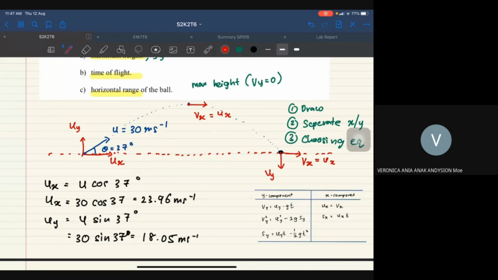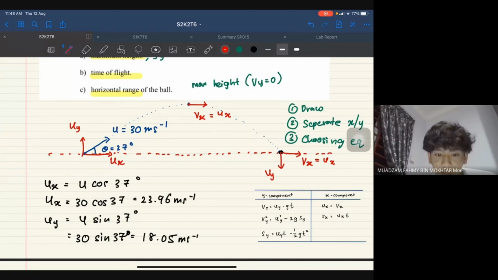Dia belum reach the ground tau. So you cannot assume dia zero lah. Dia just before they reach the ground. So Vy ni actually kalau in this case sebab dia same height, so we know that Vy is equals to Uy, cuma dia opposite direction. Okay.